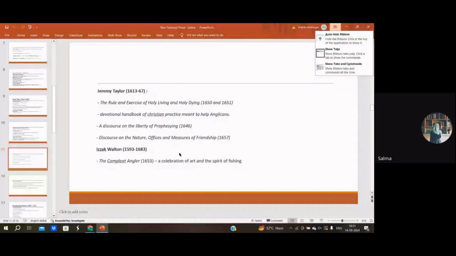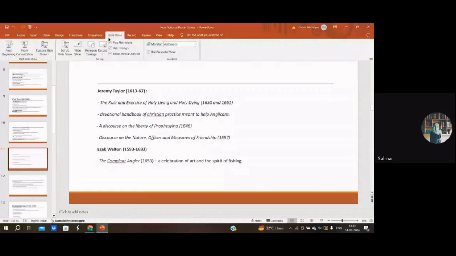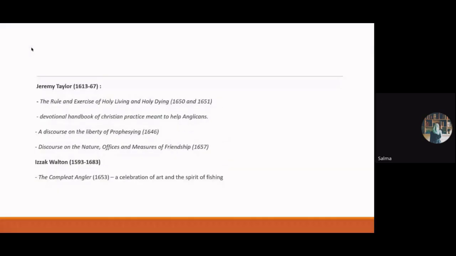Okay. Moving to Jeremy Taylor, and he's written this work, The Rules and Exercise of Holy Living and Holy Dying. This is a devotional handbook on Christian practice meant to help Anglicans, the Church of England. The next work is A Discourse on the Liberty of Prophesying, in 1646. You don't want to worry about this work. And Discourse on the Nature, Offices, and Measures of Friendship, in the year 1657.